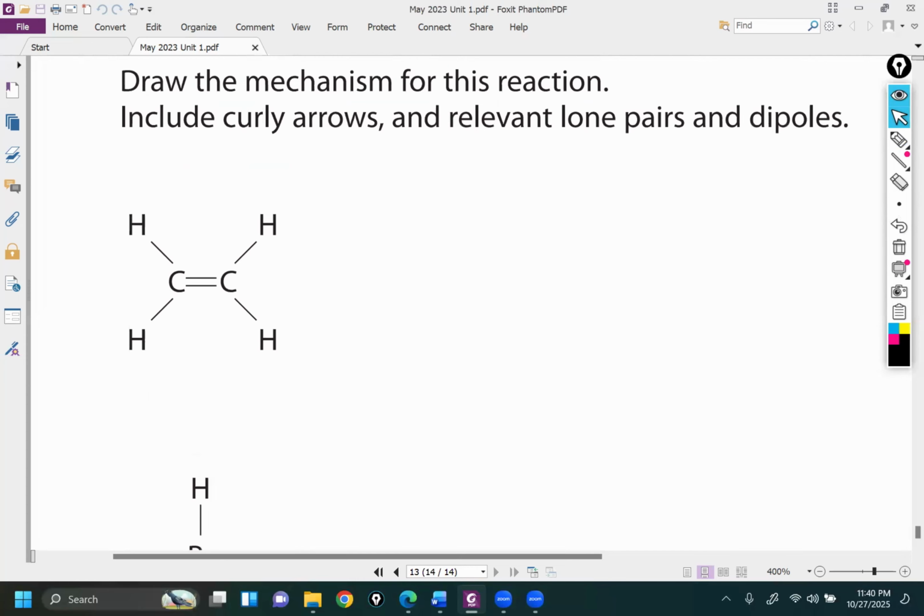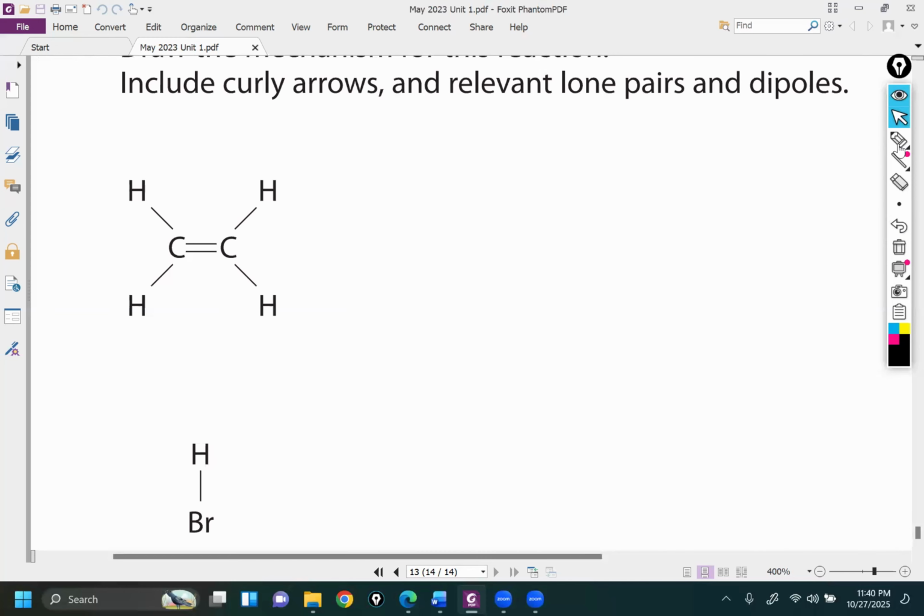Here the question says, draw the mechanism for this reaction, including curly arrows and relevant lone pairs and dipoles. You have to strictly stick to the question. So the first point, you must start from the middle of the bond and draw a full arrow. This is considered a full arrow. This hydrogen will get a partial positive charge, and this bromine, as it is attracting electrons, a partial negative charge. Why? Electronegativity. This is one mark. Now, from the pi electrons of the double bond, from the middle, you will attack the hydrogen atom, which is positively charged.